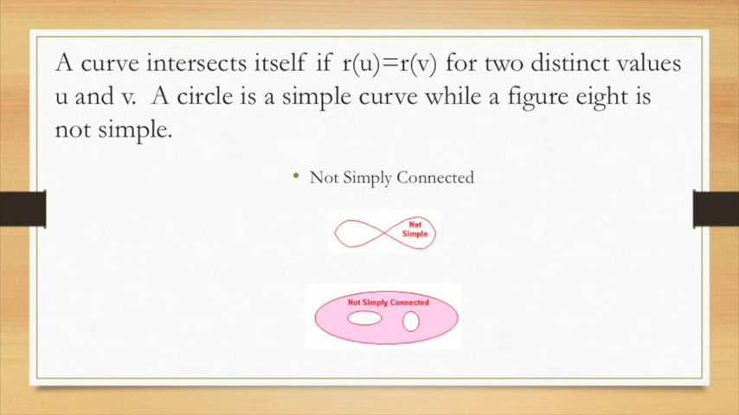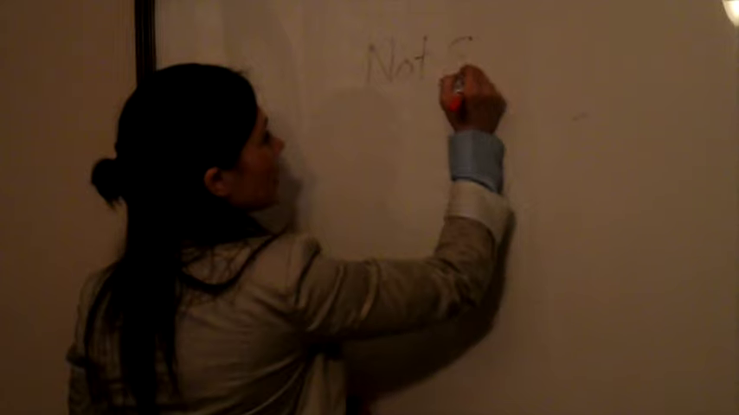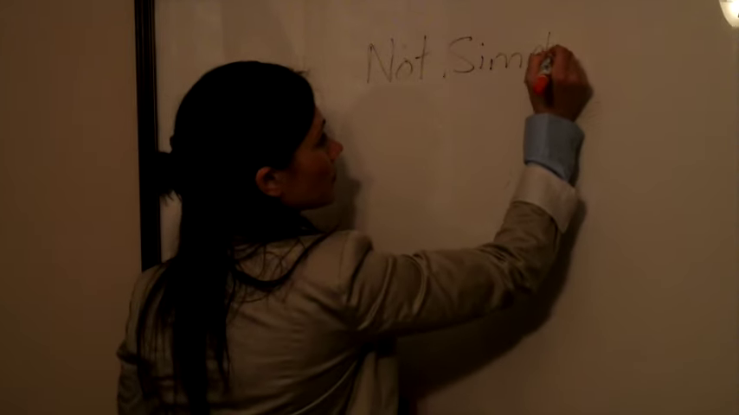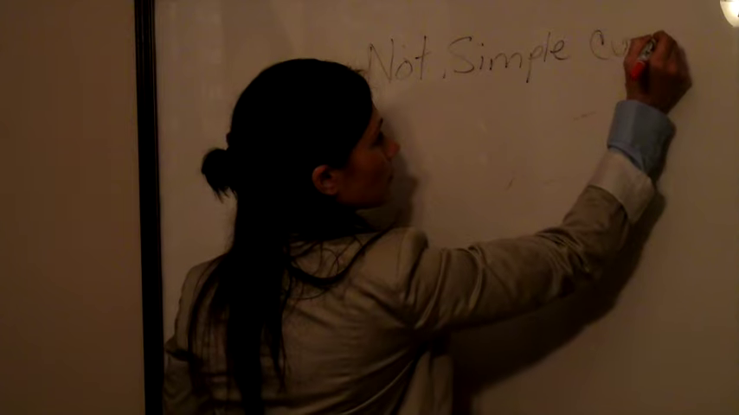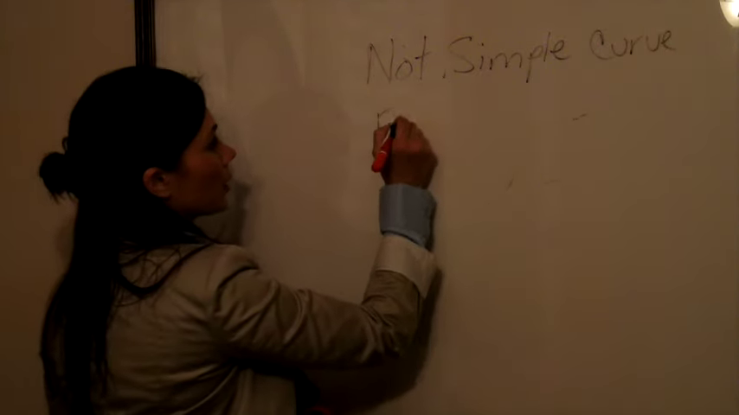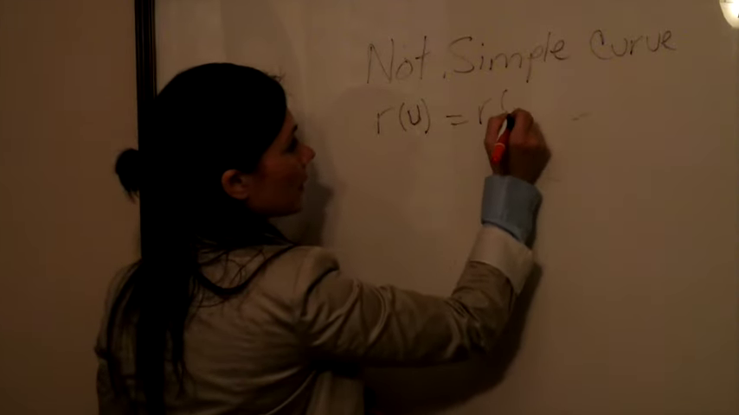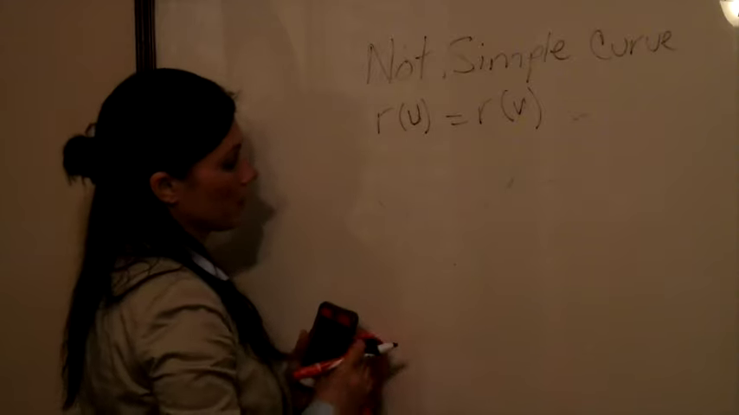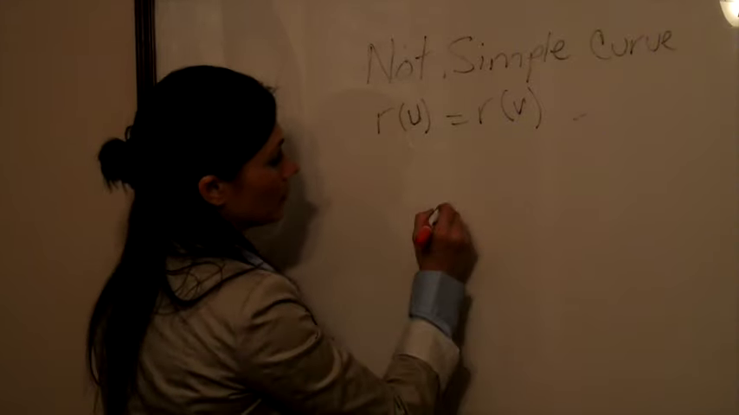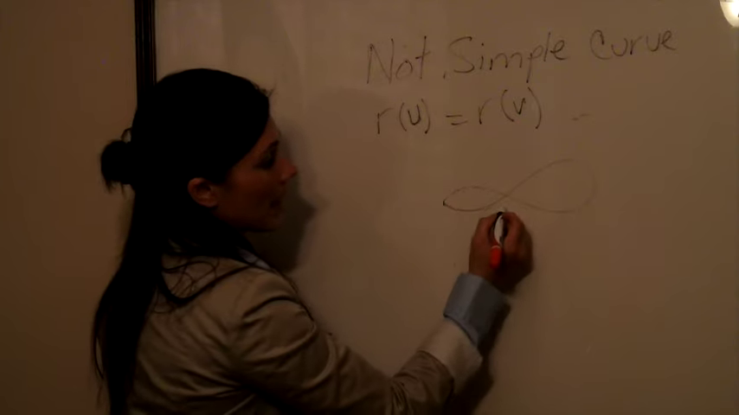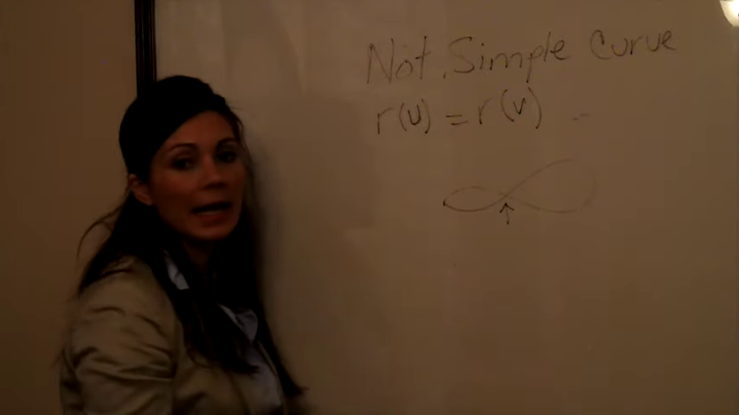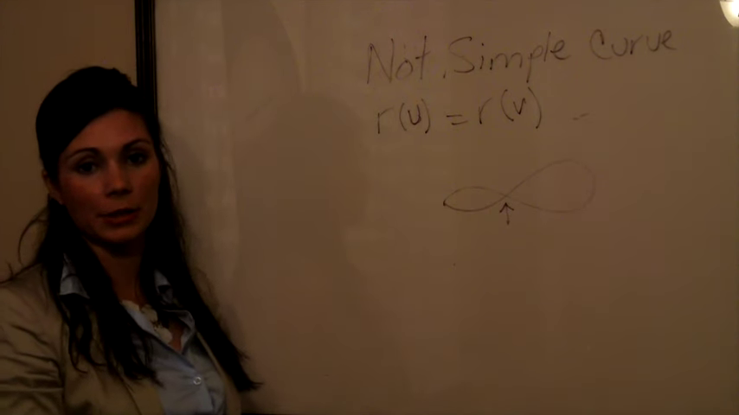A curve intersects itself if r(u) equals r(v) for two distinct values u and v. A circle is a simple curve, while a figure eight is not simple. So our not simple curves are where r(u) equals r(v), or a figure eight. As we see, it intersects itself and is no longer a simple curve.